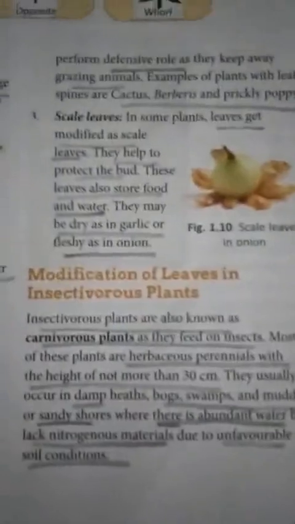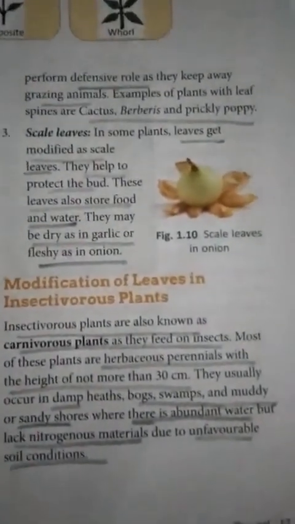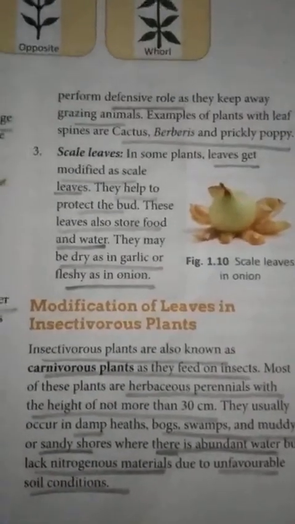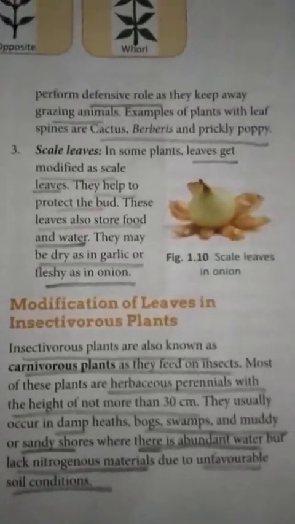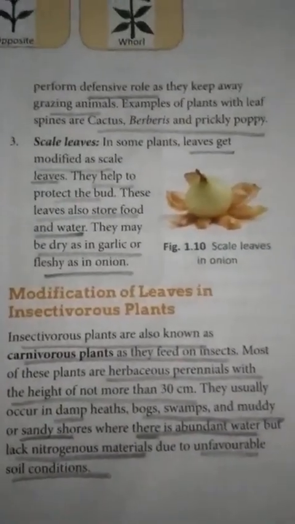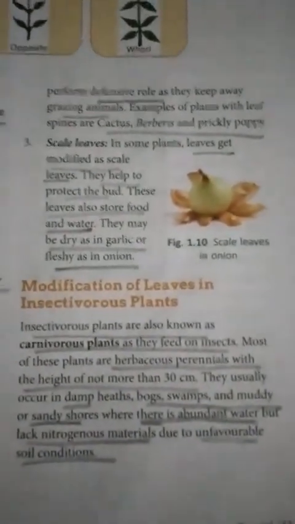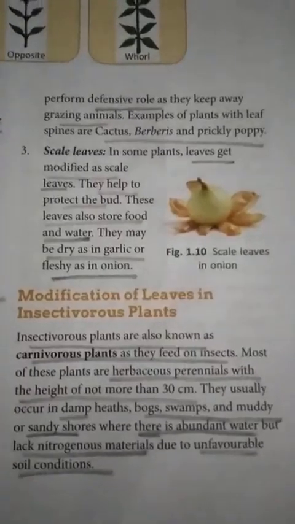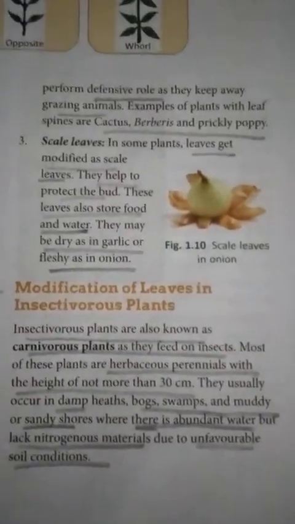Now, modification in leaves in insectivorous plants. Insectivorous means the plants that feed on insects. Okay, they are carnivorous plants because they feed on insects. They are herbaceous, which means they are herbs, and their height is not more than 30 centimeters. They are found in damp areas, bogs, swamps, muddy or sandy shores, and where there is abundant water.